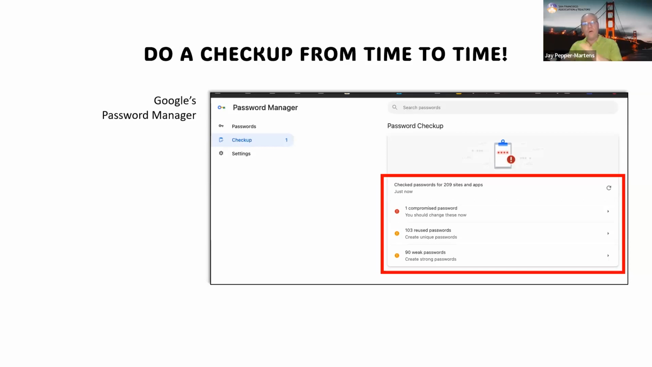It will check the known databases that are available on the dark web that are sort of known to be out in circulation. It will check to see if your email address exists there. It'll check to see if any of the passwords that it knows are found somewhere out there. So you can see here in this one, the Chrome password manager found, looks like 209 instances of things you should check.